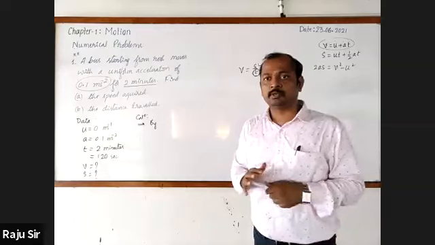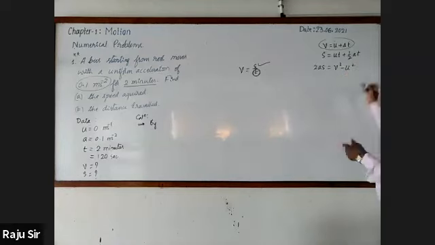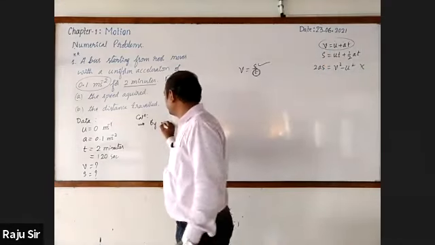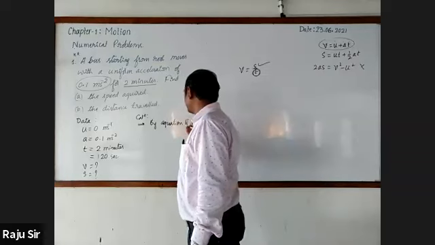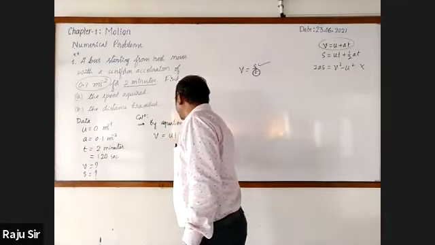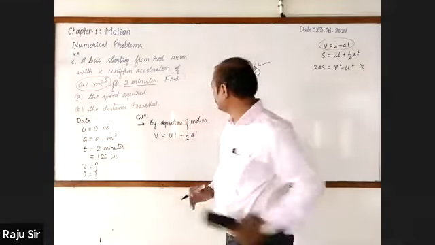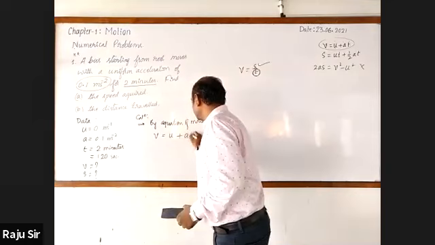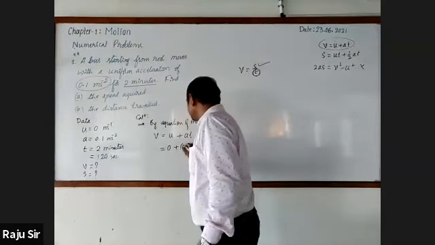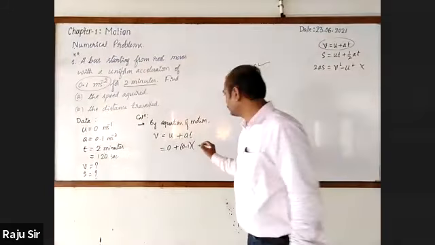Identify which is most suitable. Observe the terms given. v is equal to u plus at: here u, a, t are known. Among these equations, we want velocity, hence we will go for using the first equation of motion. By the equation of motion, v is equal to u plus at. Substitute where u is 0, a is 0.1, and time is 120 seconds.